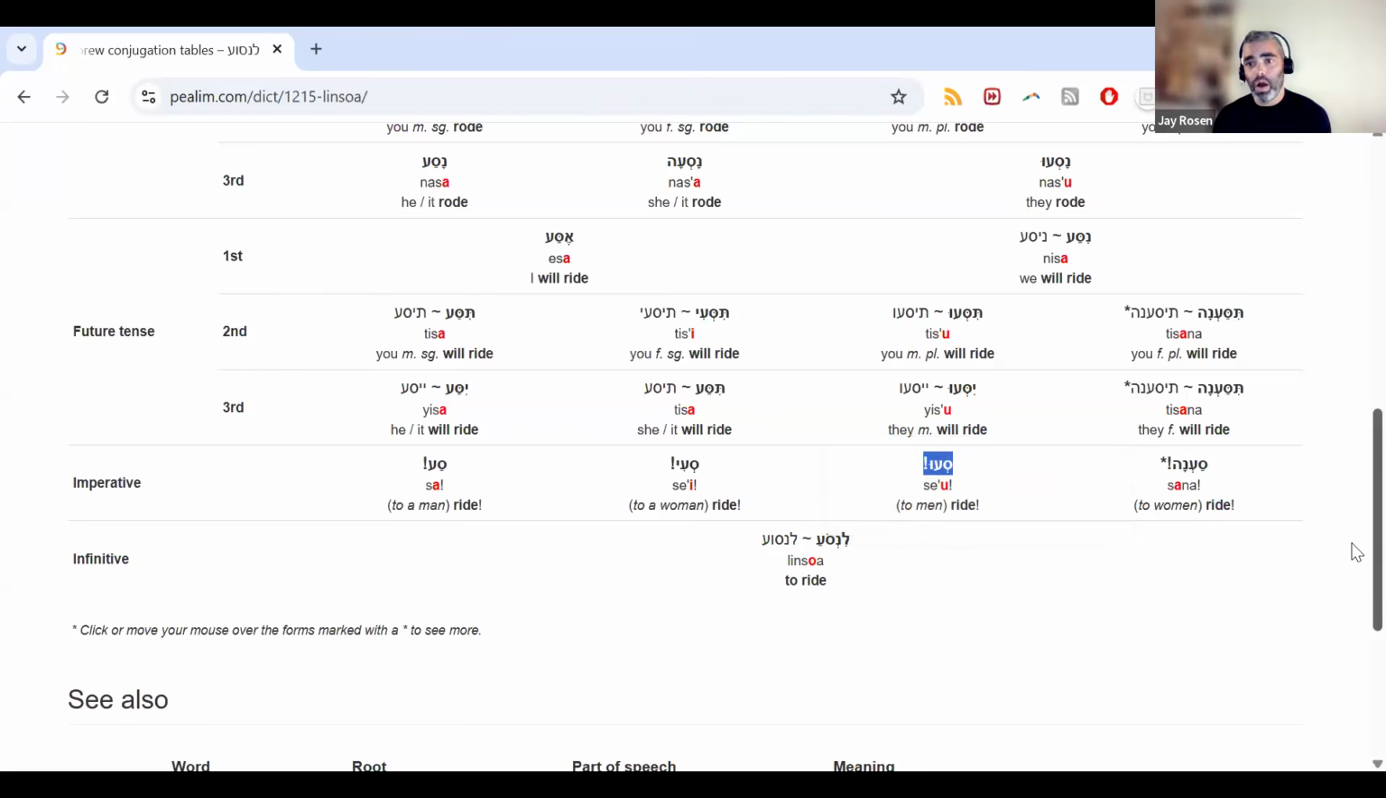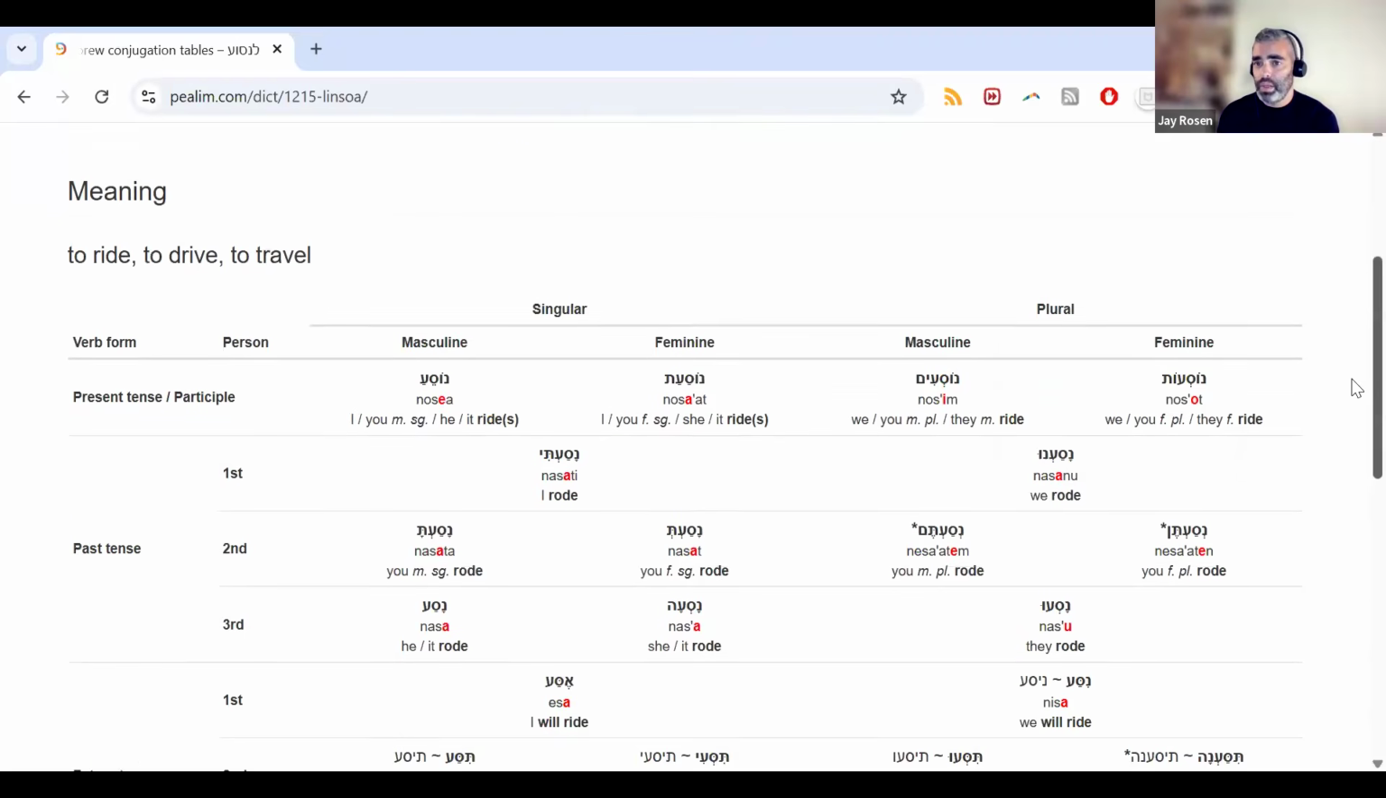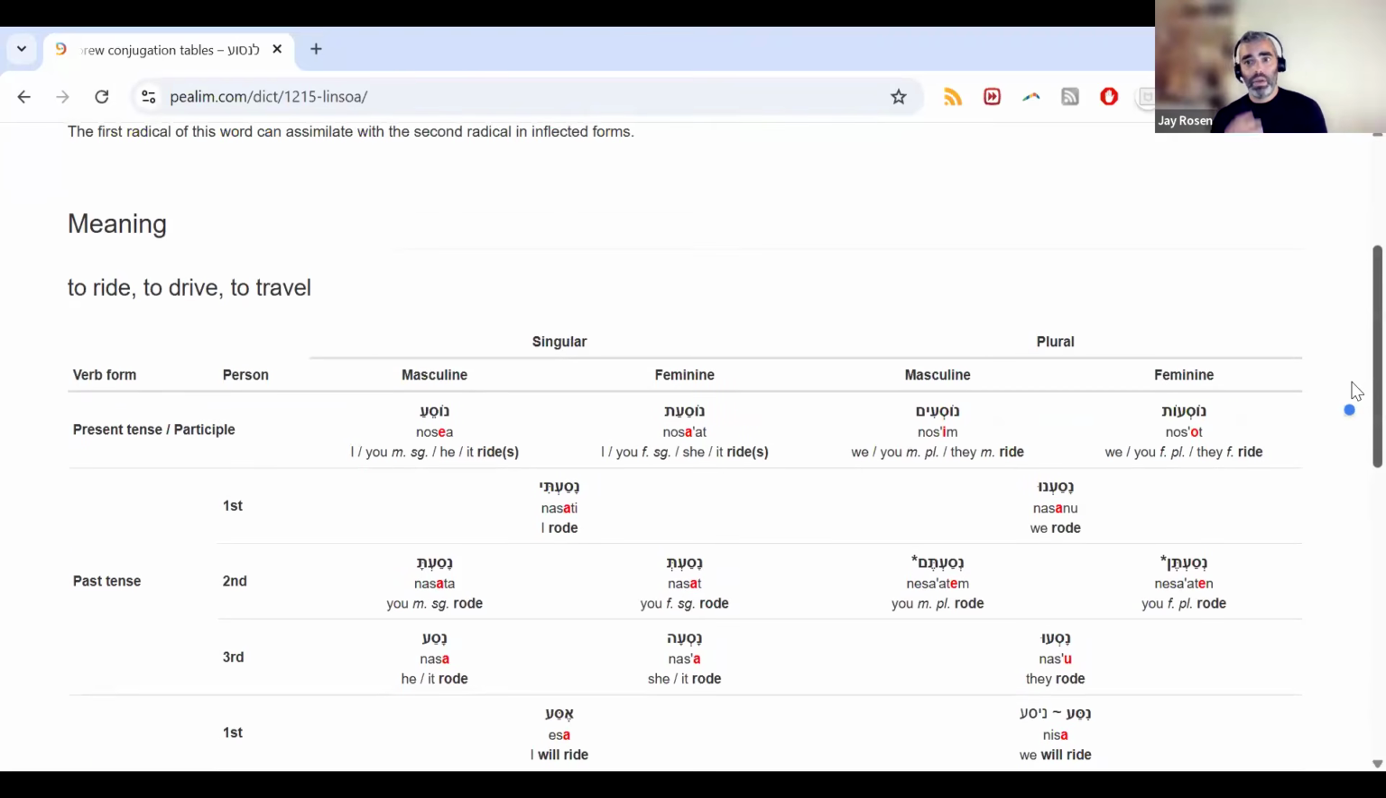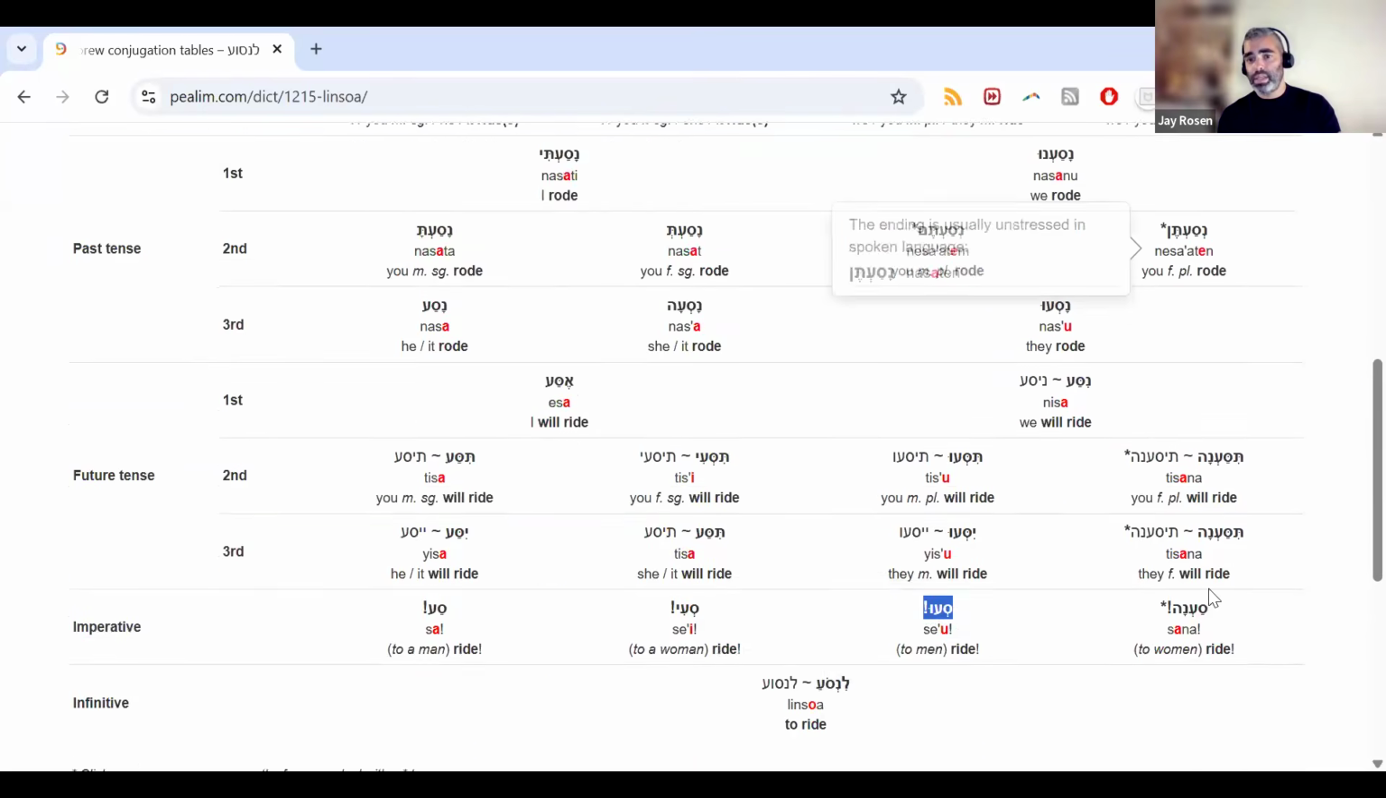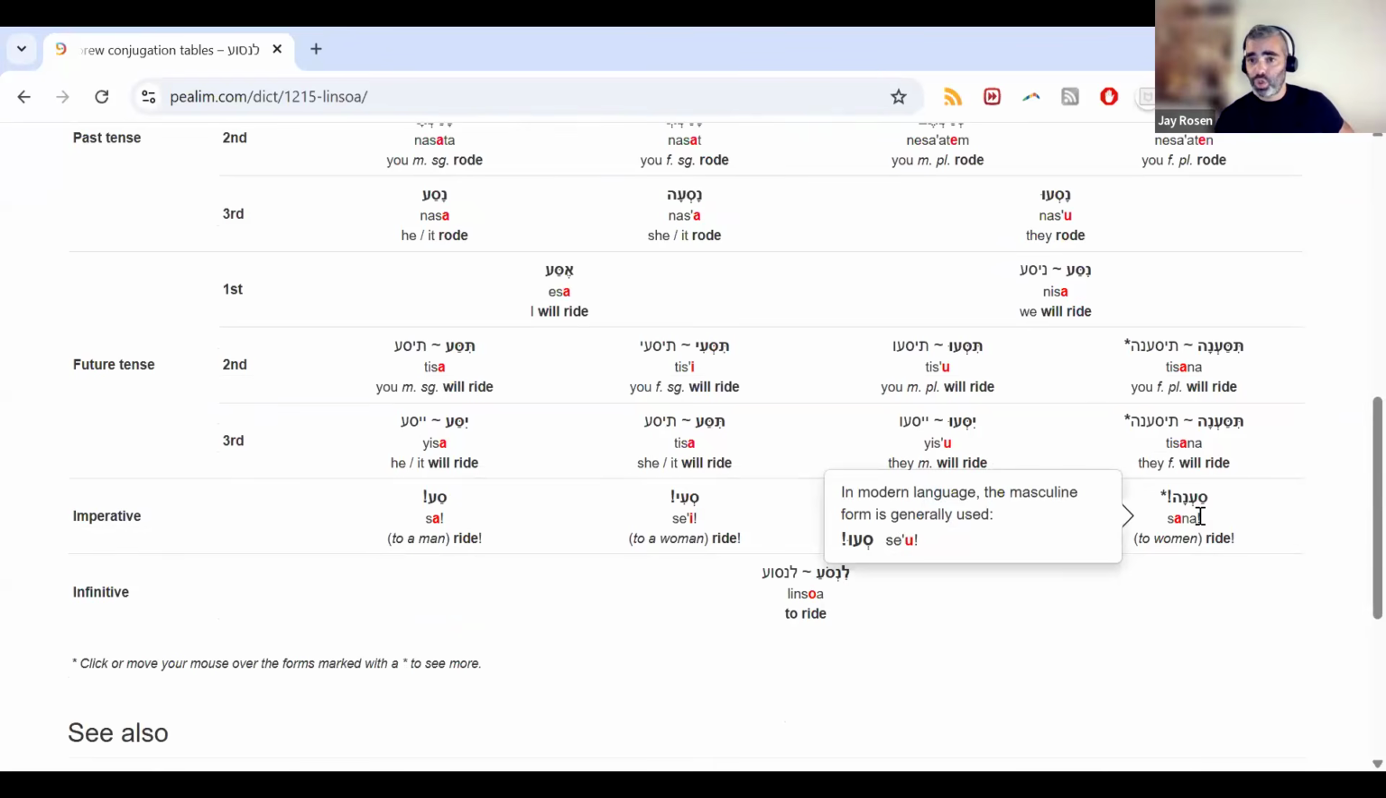Yes, there is a form of plural, all women, all feminine, that is known in Hebrew, but it is seldom used and seldom used outside of being very formal. And it's rarely taught, but know that it does exist. It's there. When you see that asterisk, it means that it's not used as often. In this case, for sure, in the imperative, it's not used as often.